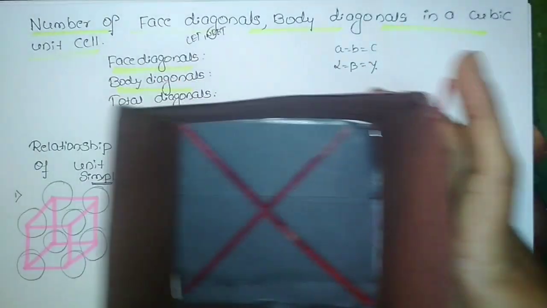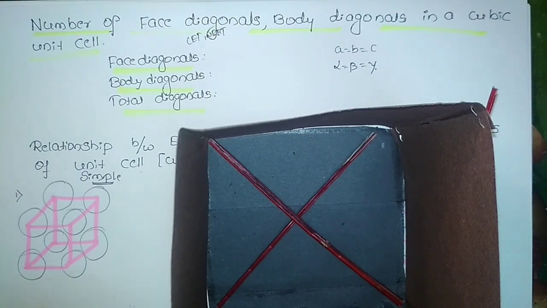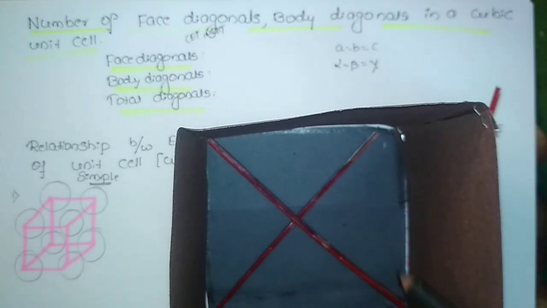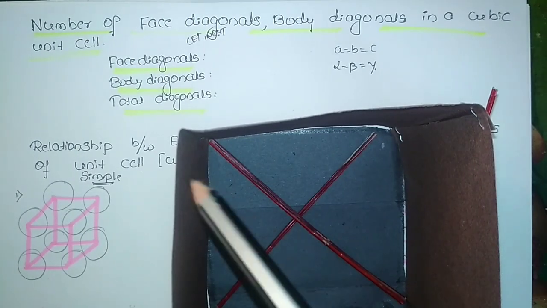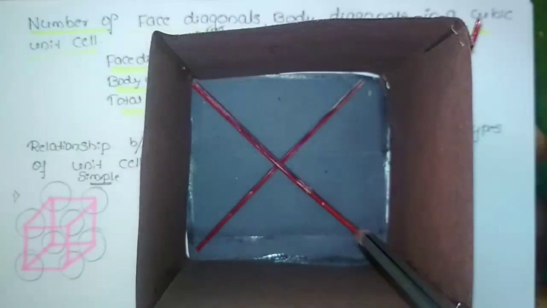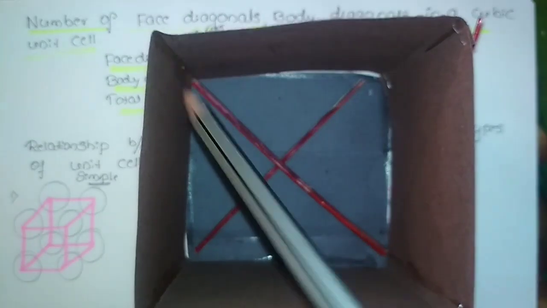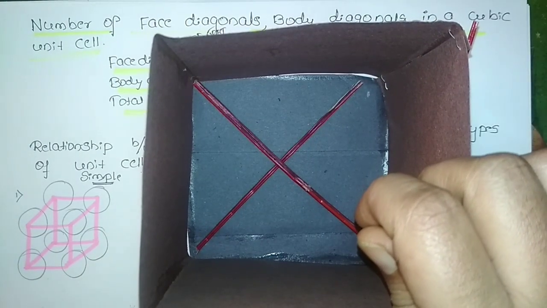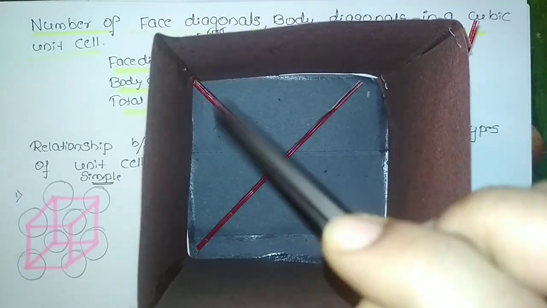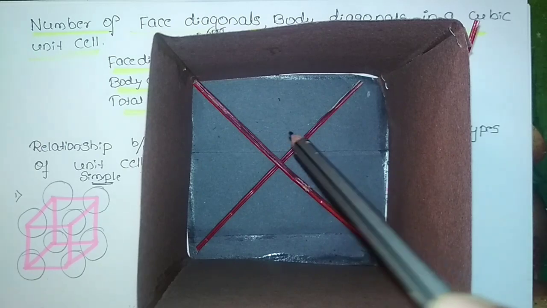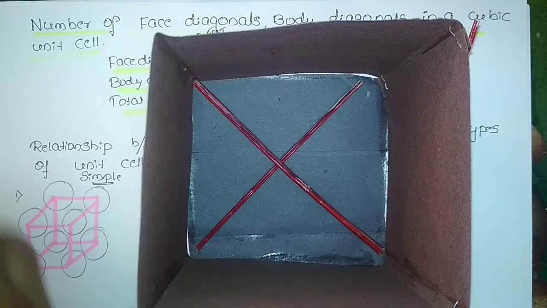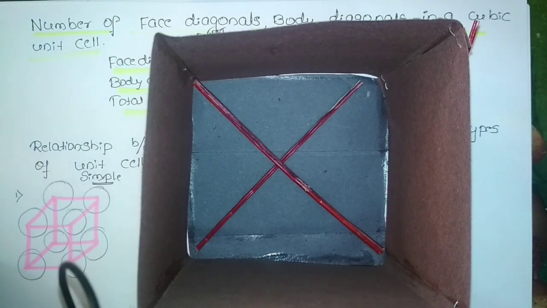See here, as we know, a diagonal is nothing but a line we draw between two opposite vertices. Vertices are nothing but the corners here. So from this corner to this corner, if I draw a line, that is what we call a diagonal. When we put a line across the body of the cubic unit cell, those are called body diagonals. So we will see how many body diagonals appear.